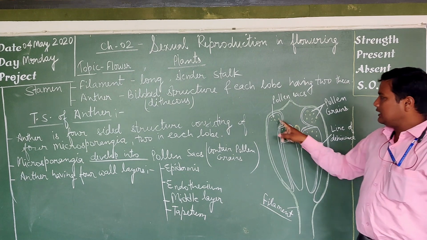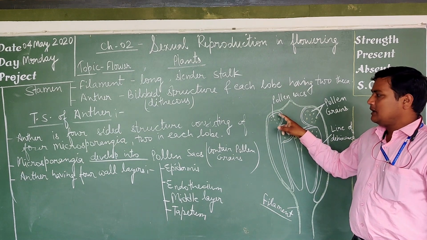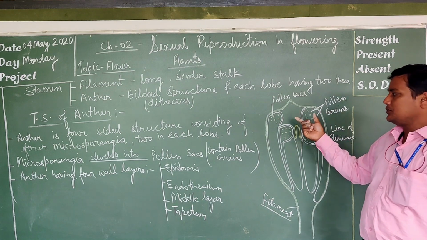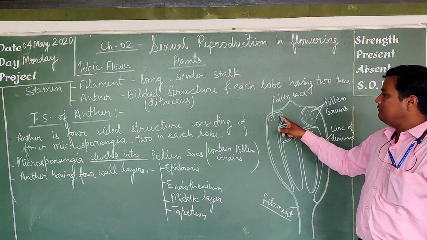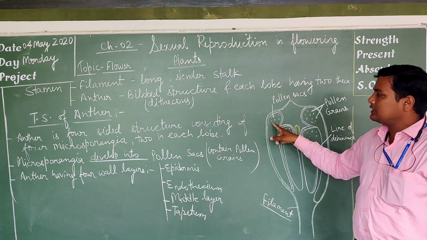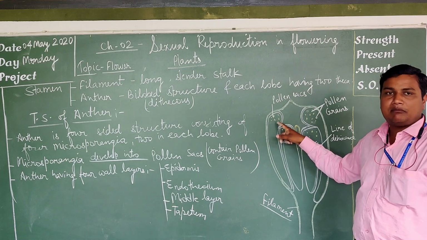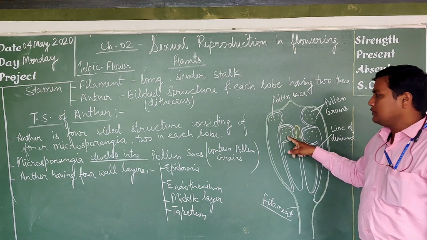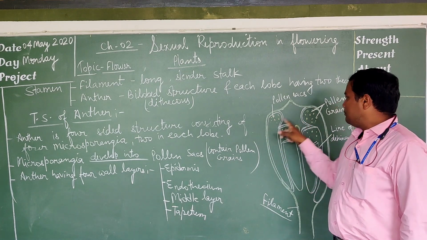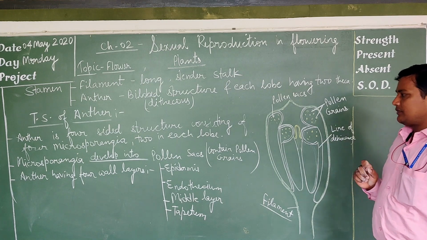And this part is known as microsporangia. Microsporangia develop into pollen sacs. When the anther becomes mature, the microsporangia develop into pollen sacs. Sac means the part where the pollen grains are generated.